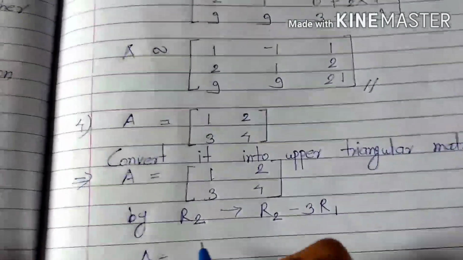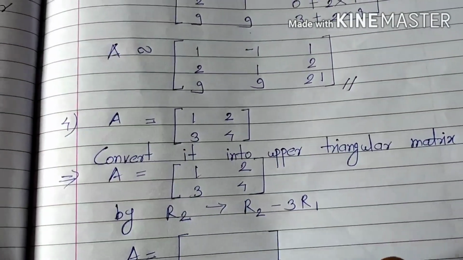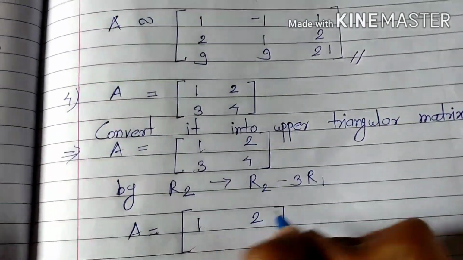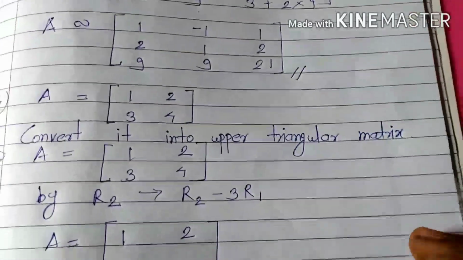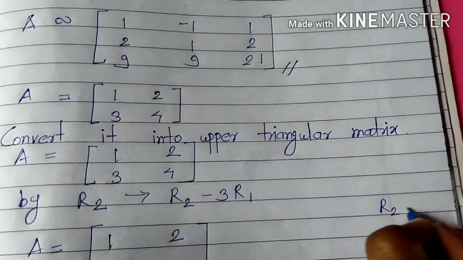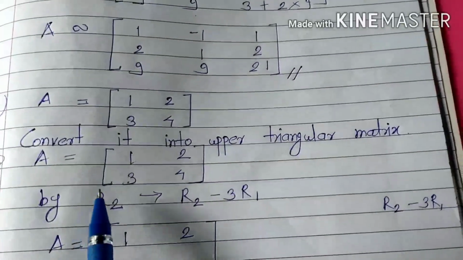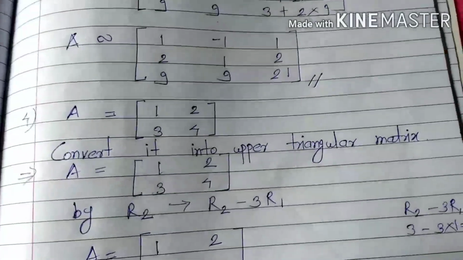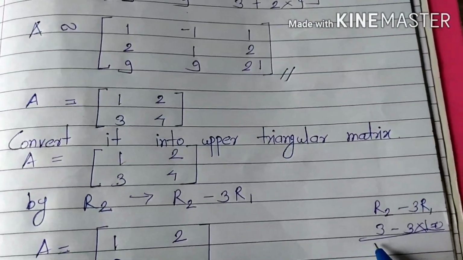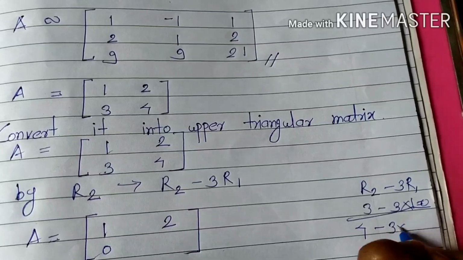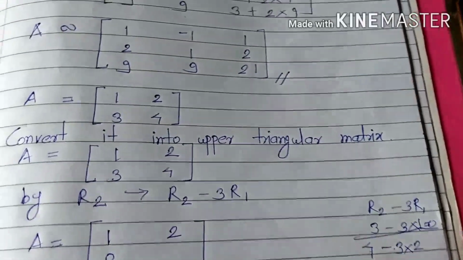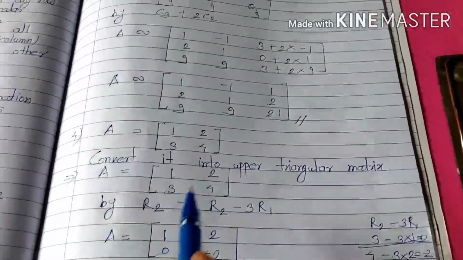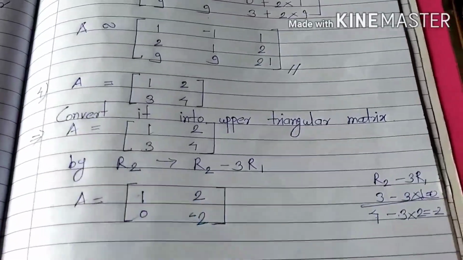So A is equal to, you have to change only R2, so keep R1 as it is. Now take the operation like that, R2 minus 3R1. So here R2 is 3, 3 minus 3 into 1 is 0, so here 0. Next 4 minus 3 into 2, 3 into 2 is 6, 4 minus 6 is minus 2. So it is your answer. This is an upper triangular matrix.